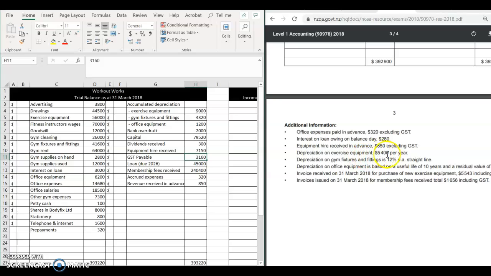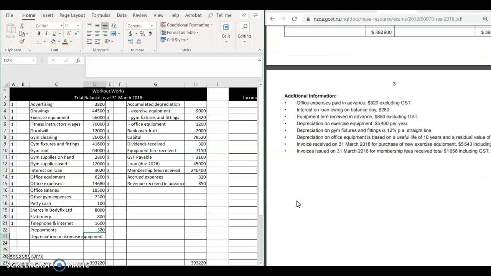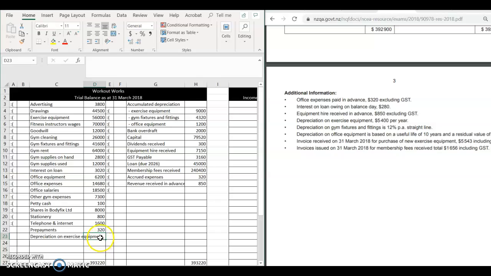Depreciation on exercise equipment, 5,400 per year. So we've got to type it in. Note that we can't shorten it because in the assessment here it tells us we're not allowed to abbreviate. 5,400. Okay, depreciation on exercise equipment, so we find it up here. We add it on the left hand side, we need to add it on the right hand side. Plus, I find it easy to click.